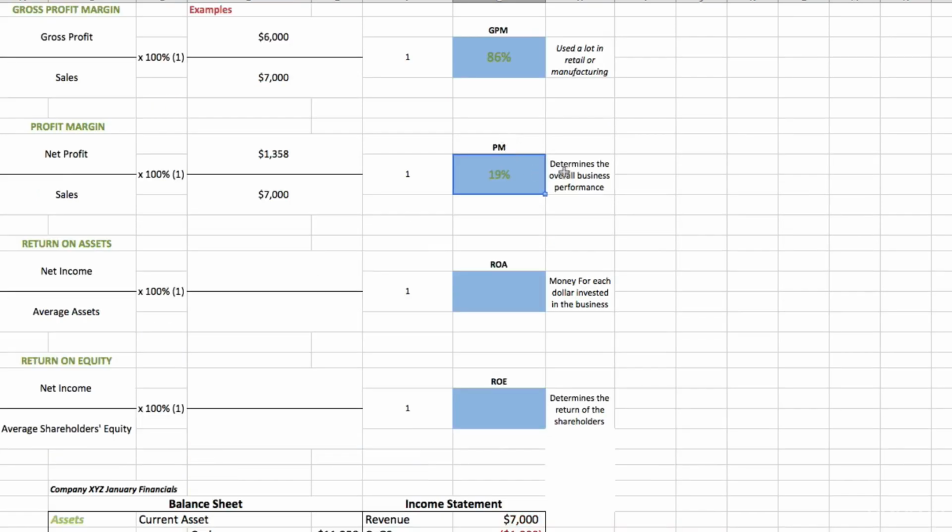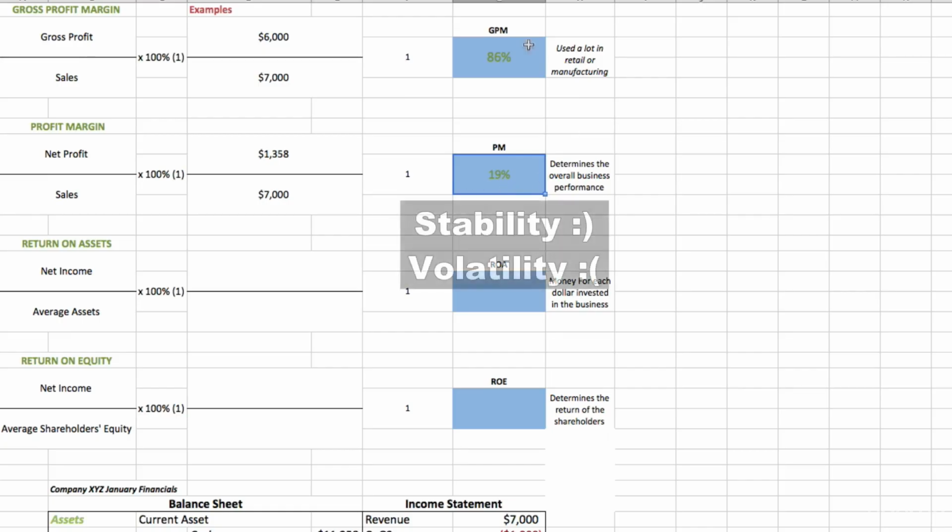Now, although the increasing gross profit margin and profit margin over time is a good sign, what we are looking for is especially stability. We want to make sure that those profitability ratios stay the same more or less over time, because what kills many companies is actually volatility.